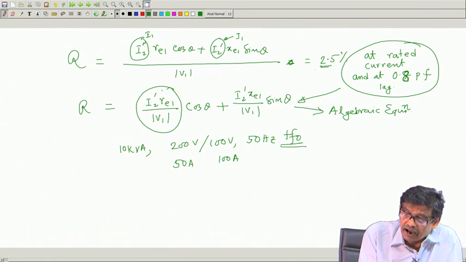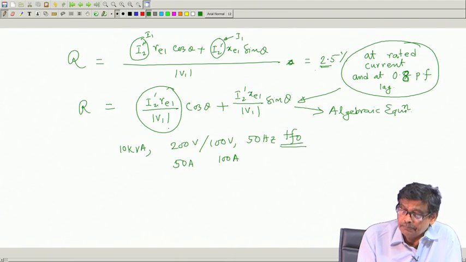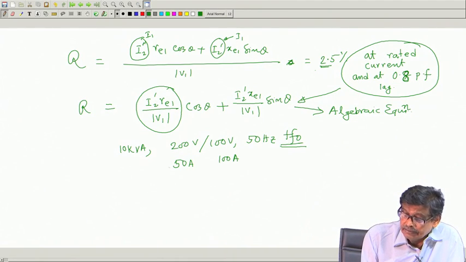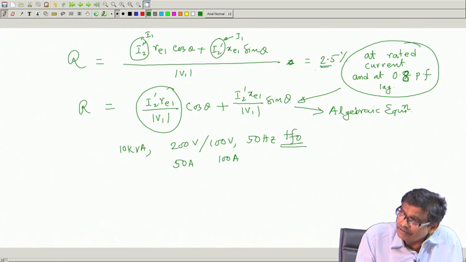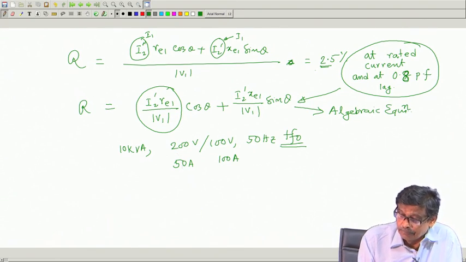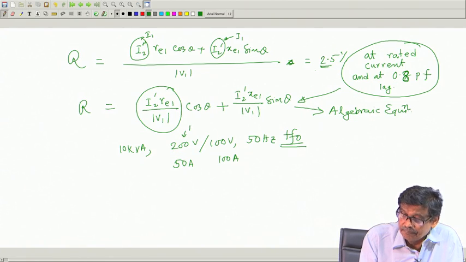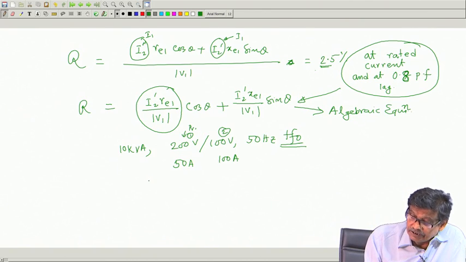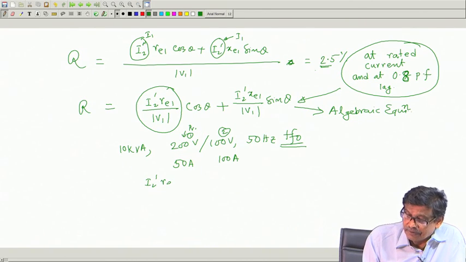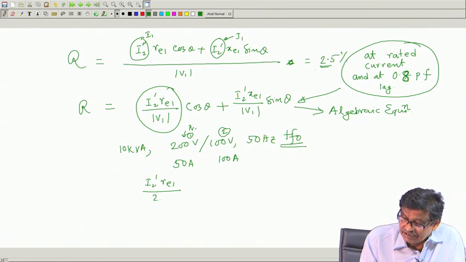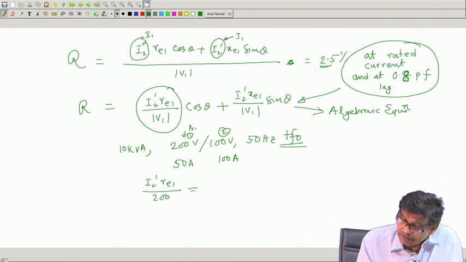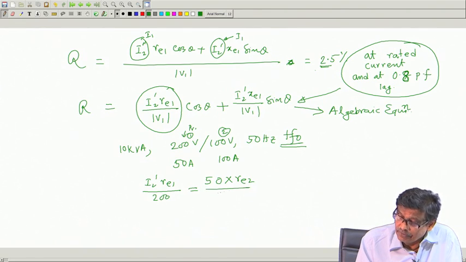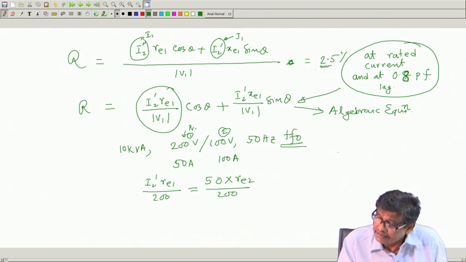What will this number I 2 dash R e 1 mean? This I 2 dash R e 1 is 50 into R e 1. It will mean that, suppose this is my primary side 1 and this is side 2. So, I 2 dashed into R e 1 by V 1, which is this 200, will be equal to 50 into R e 2 by 200. That is the equivalent circuit.